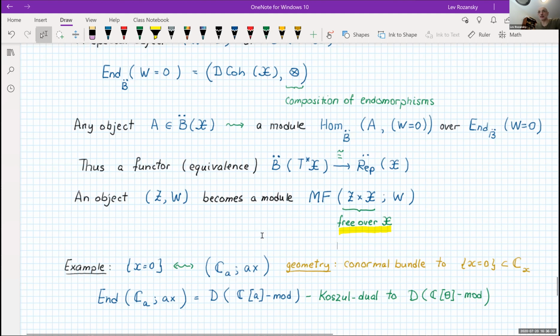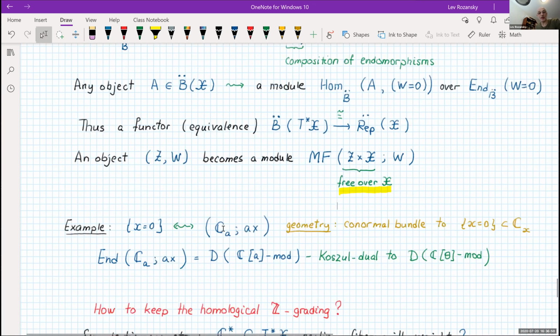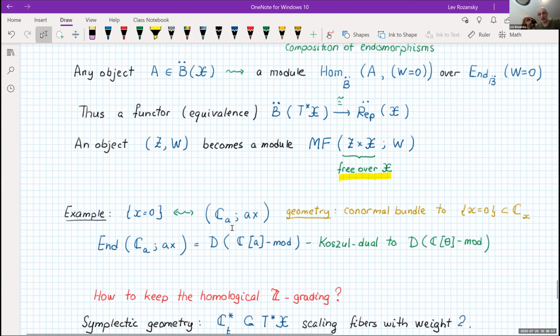You may guess that for subvarieties on the derived algebraic geometry side, we have to take their conormal bundles. So instead of the skyscraper, we take X equals 0, its conormal bundle, the cotangent line at X equals 0. And this one is described by an extra variable A and superpotential AX, as we discussed.